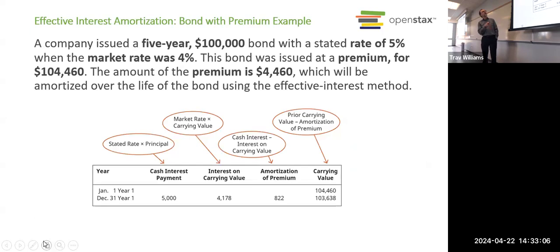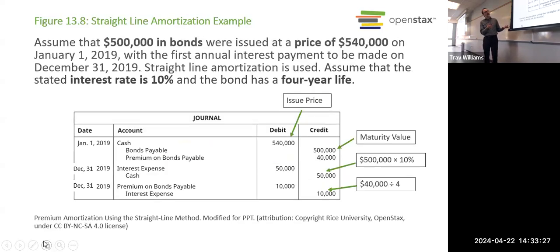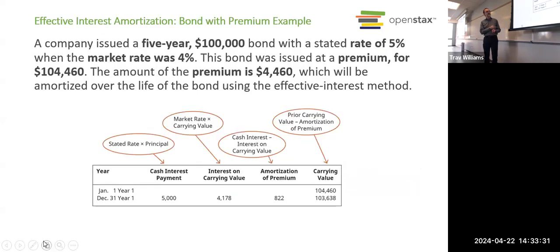So let's see the effective interest method. Now this you would use if the interest rate that you are offering for your bond is different from the market rate. That's a situation where you might have a premium or a discount. And actually that's what we saw here, right? There was a premium. But usually you're going to do it like this.